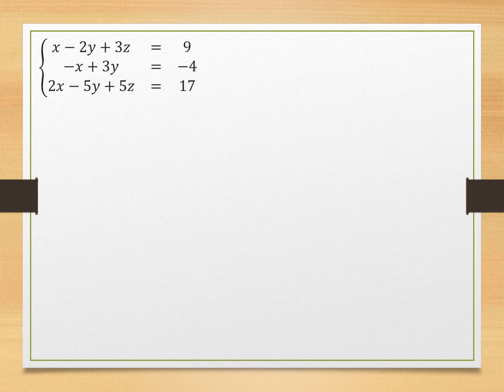Okay, so what can we do? This is the system of equations we're trying to solve. I'm going to propose a series of operations that, in the end, should give us the solution. So we start with the first step. We're going to add the first row to the second row.